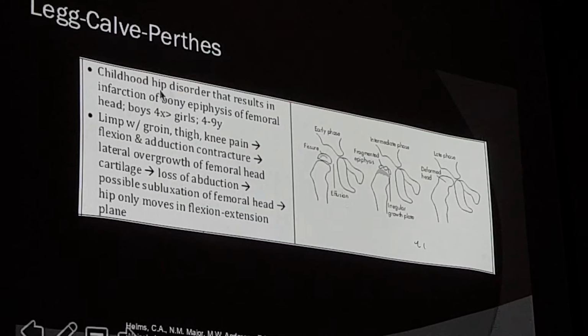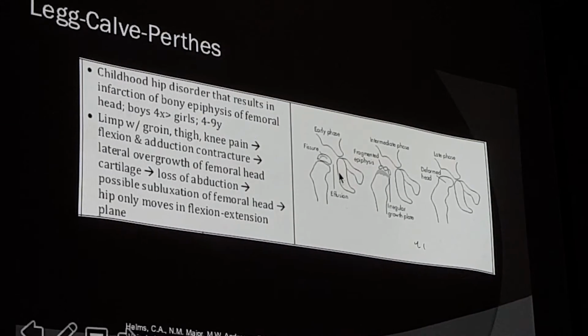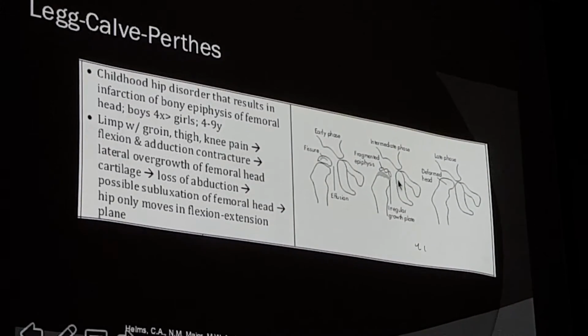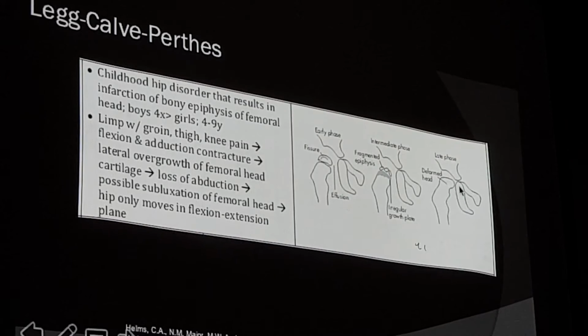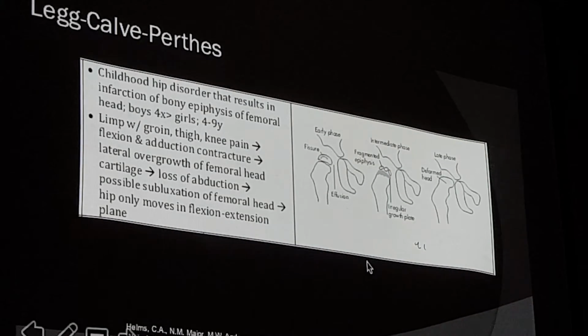It can also manifest differently in children. So in children, we have what we call Legg-Calvé-Perthes disease. It's also a vascular necrosis, but it's atraumatic. There's no history of trauma. And in the end, there will be infarction of the bone epiphysis. So your bone epiphysis is going to be deformed. And that's usually common in young boys.